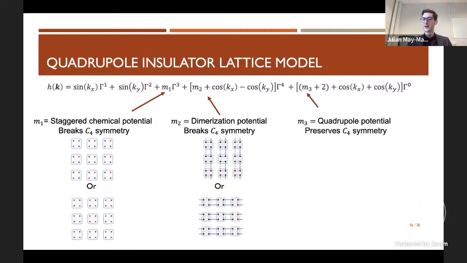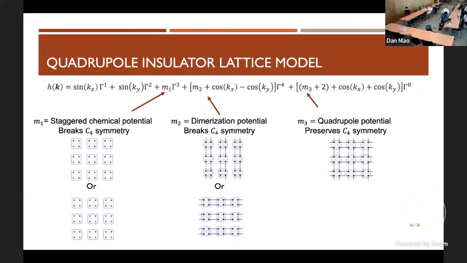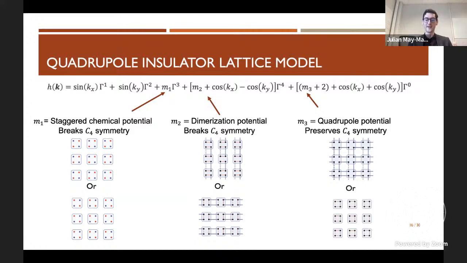Finally, M3 is what I'm going to call our quadrupole potential, which is going to preserve C4 symmetry. For certain values of M, this is going to favor configurations where the electrons are bound to these plaquettes shown here. Or alternatively, for other values, it's going to favor configurations where the electrons are bound to sites as shown here. And as we noted before, this first one is going to be the quadrupole insulator, while the second one is going to correspond to a trivial insulator, because as we can see, there's no actual coupling between adjacent sites.